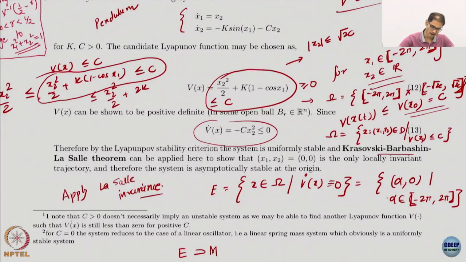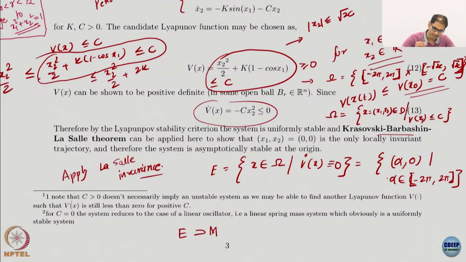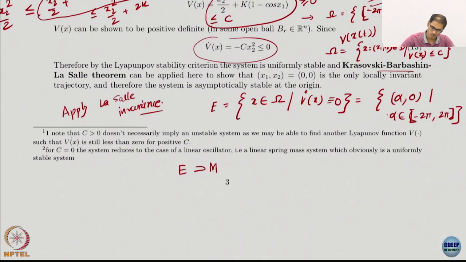We have now constructed the set E. Now what? This is the slightly complicated part. Everybody has trouble with this part of the LaSalle invariance, which is to find the set M. And M has to be invariant and inside E, and it is the largest invariant set. There cannot be any invariant set larger than this.